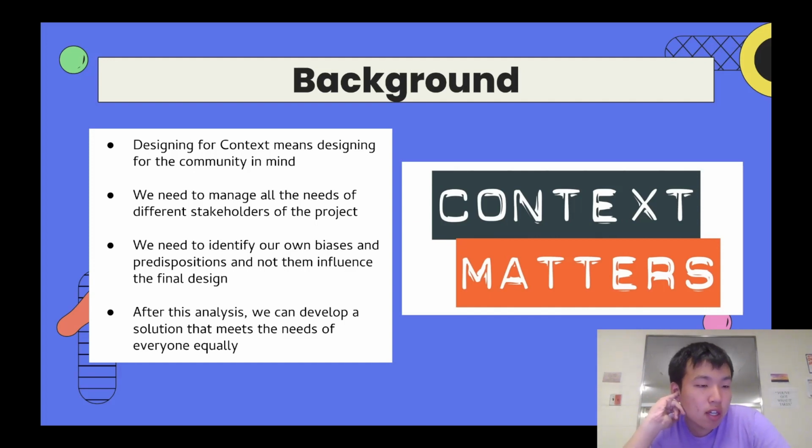once we leave. In order to do this, we must identify our own biases and the biases of stakeholders, and we want to manage all of those by designing a solution that tries to be equally balanced to every different stakeholder and influence on the project as possible.